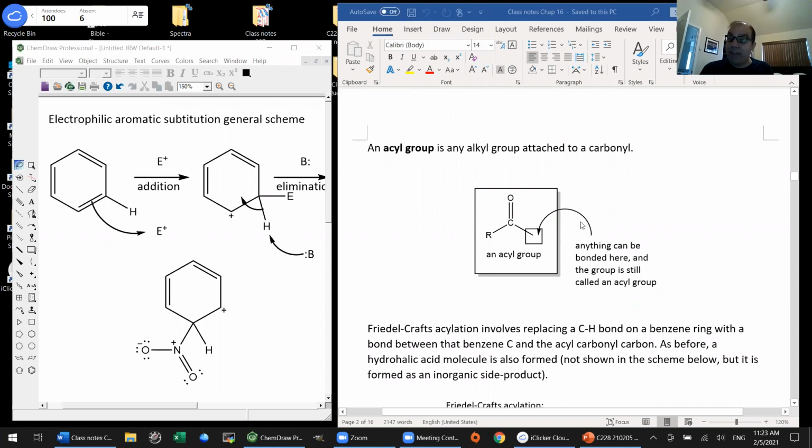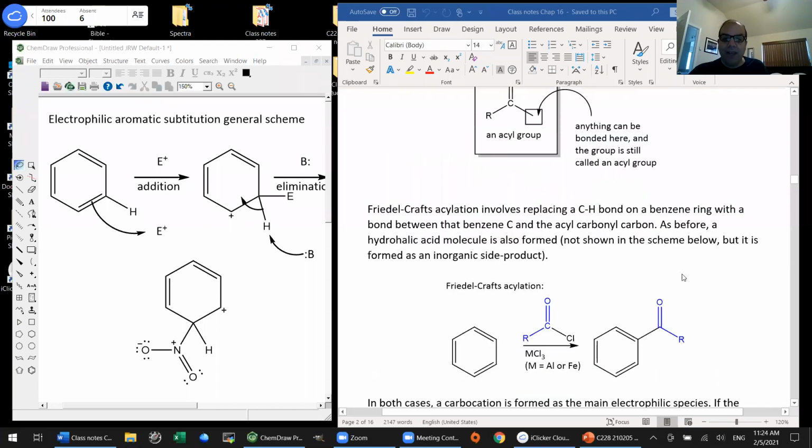We also can do acylation. So here I've defined an acyl group for you. Any group of this type is called an acyl group. Some of them have names. If R is CH3, you know that one, that's an acetyl group. So that's one type of acyl group. Or if R is a benzene ring, you've got a benzoyl group. So some of these have names, but in general, they're called acyl groups.